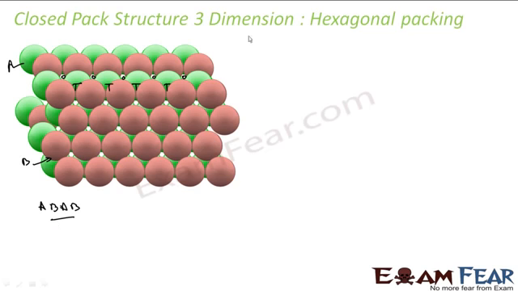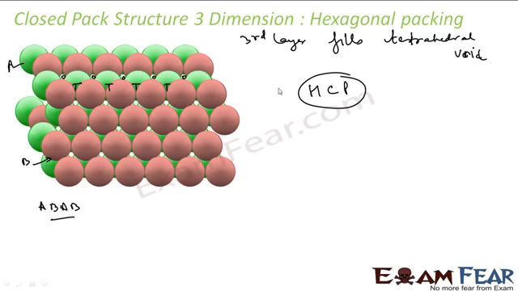where the third layer fills tetrahedral void. Correct? If third layer is filling tetrahedral void, it is AB packing. It is called hexagonal closed pack, HCP. For example, magnesium and zinc, they show this packing. The coordination number is 12.